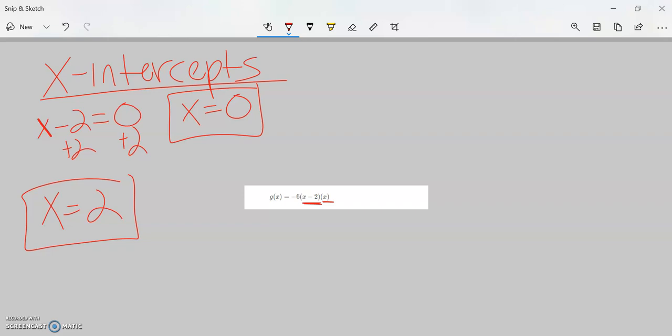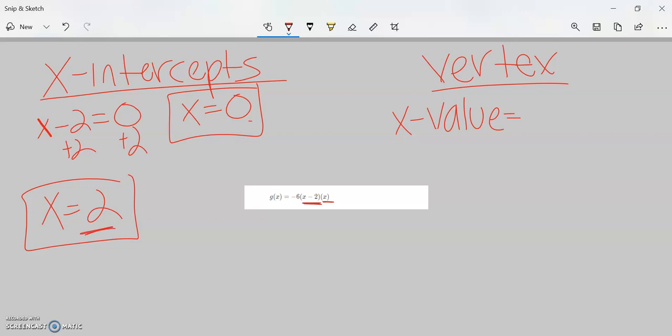Now what we want to do is find our vertex. Okay, so the x value of our vertex is from our 2 zeros. So we have one at 2 and one at 0. You take them, you add them up, and you divide by 2. So 2 plus 0 is 2, divided by 2 equals 1. Take this 1, so our x value is 1.